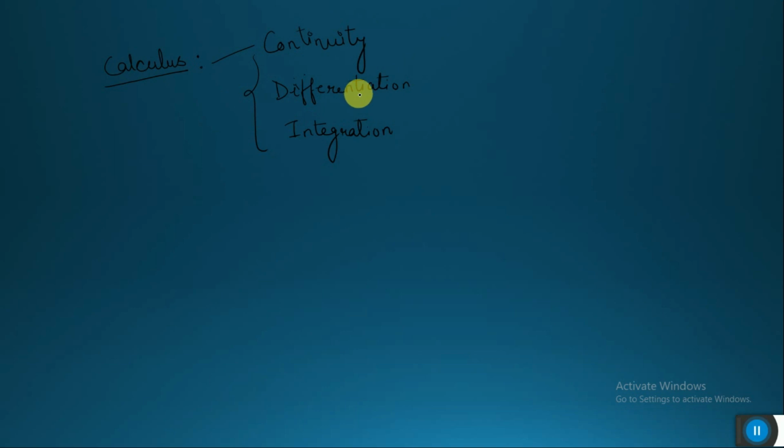Applications also we'll see, application of this, application of this. This we will do in class 12. Before moving to these two, you should know continuity, and to know continuity, you should know limits. So today I'll be teaching you limits first. It's a small video. I will teach you limits first, and then we will start continuity.